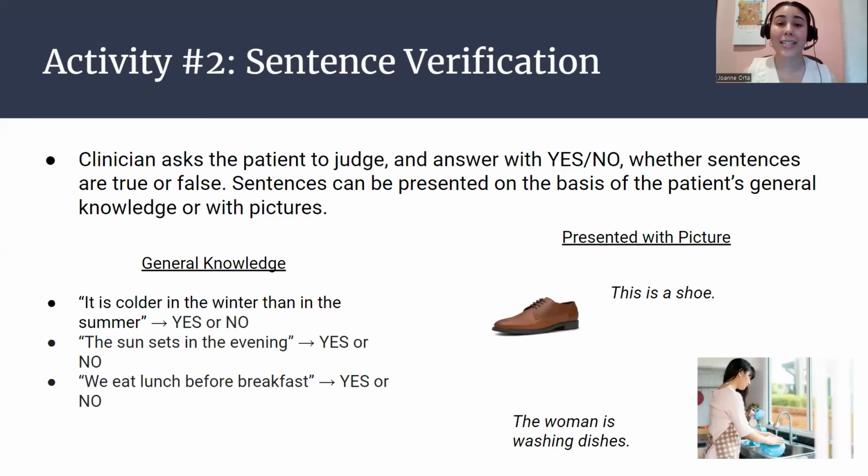We can also present sentences to verify alongside a picture. So we can show a picture of a shoe, and then we can state, this is a shoe. And we would wait to see if the patient verifies that sentence. Or we can show a picture of a woman washing dishes, and we can state the woman is washing dishes. And again, we would wait to see the patient verify either a yes or a no.